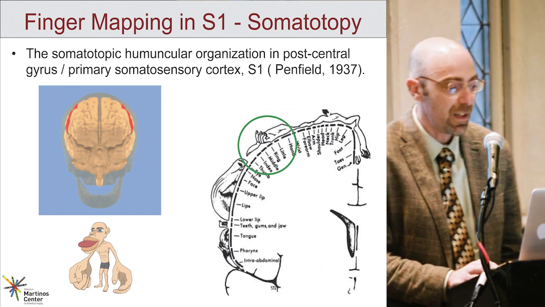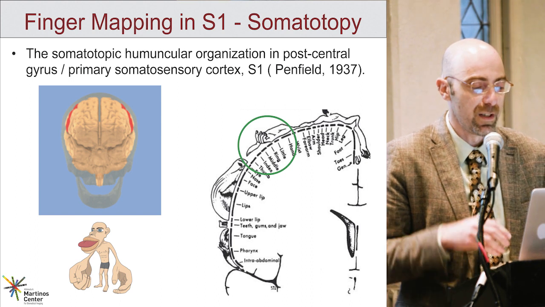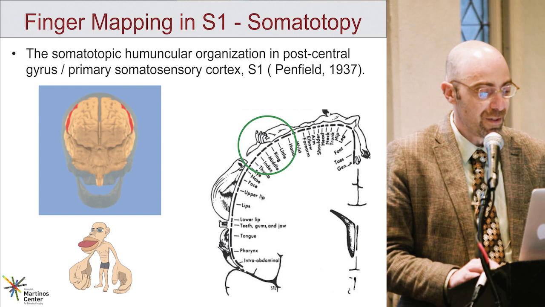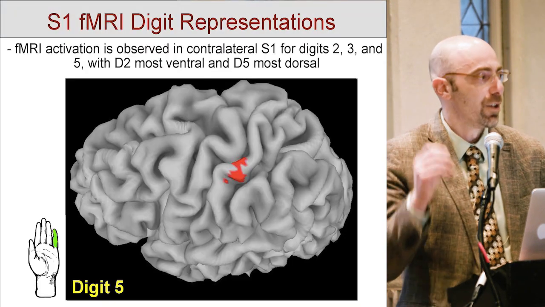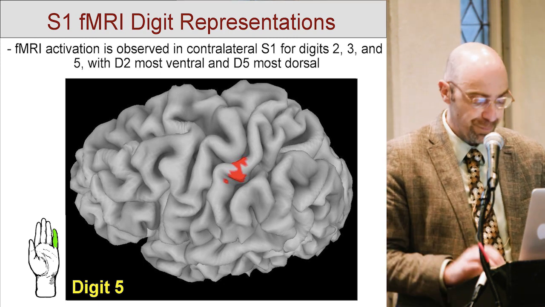So we're going to be focusing here on the part of the homunculus, the part of S1 that has the cortical representations of the hand. And so with functional MRI, we don't have to open up the skull, open up the head to try to map these things out. We can do this non-invasively in humans.